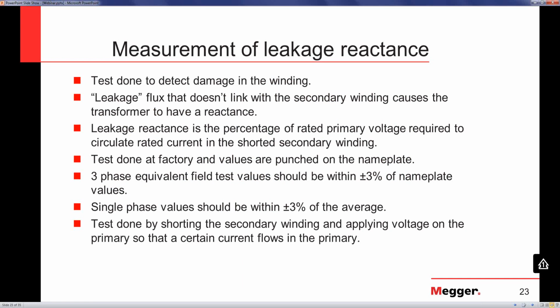The test is done in the factory at much higher currents, preferably at the rated current or a certain percentage of the rated current, and the values are punched on the nameplate. So everything that you have on the nameplate is determined beforehand, except for the impedance values, which are punched on the nameplate after this test is done at the factory.